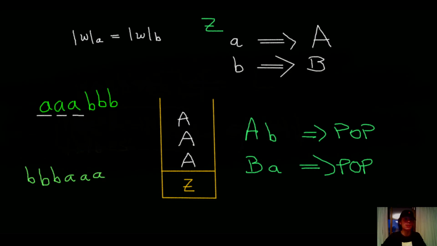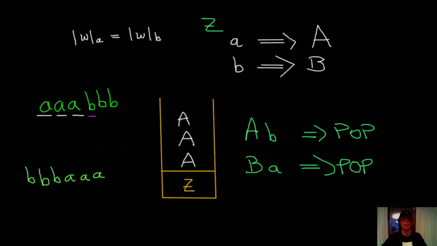Now, what happens when we read this B in here? Yes, we are reading this B, and we have the A as a top element. Then, since we have A as a top element, and we are reading the B, and we must have the same amount, for every B that I read, I have to pop the A, right?